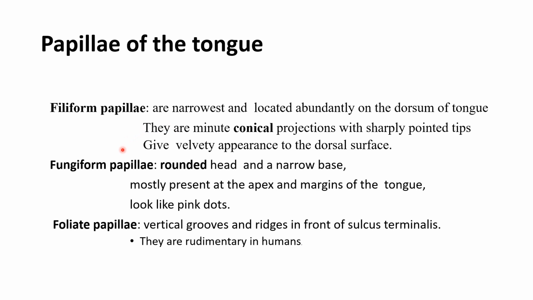The fungiform papillae are rounded, small pink dot-like structures visible, and they are present at the margins and the apex. And the foliate papillae are also present in front of the sulcus terminalis, but they are rudimentary in humans. They are present and functional in animals, but rudimentary in humans. That means they don't have any function.